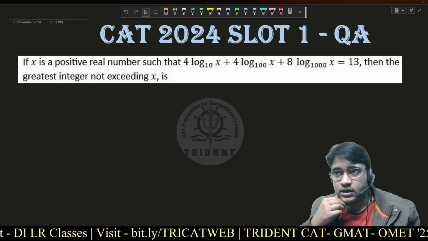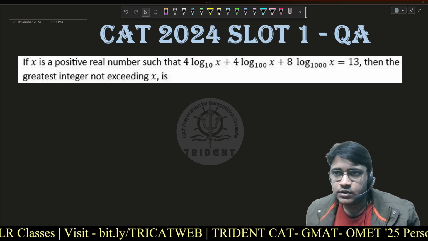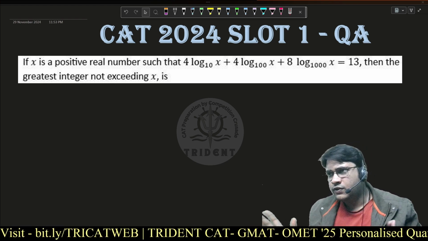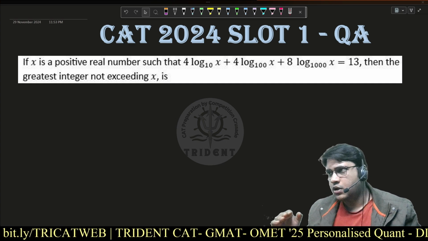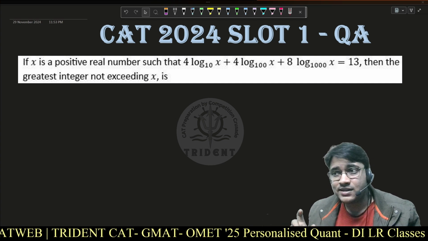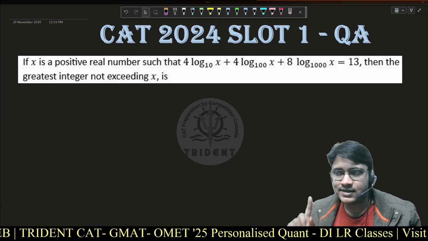Having said that, now let's look into this question. In this question, it is given that x is a positive real number such that 4 log x base 10, 4 log x base 100 and a logarithmic expression equals 13, then the greatest integer not exceeding x is.